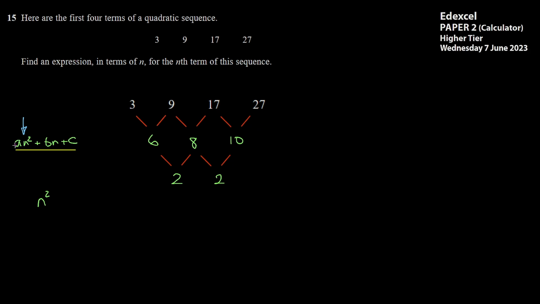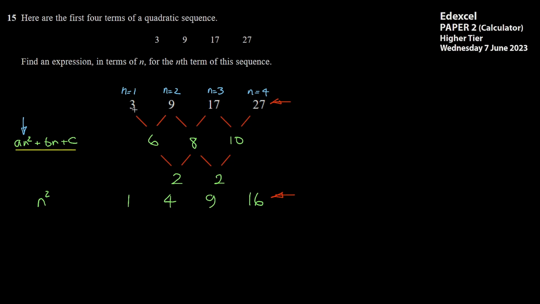So what we've got to do is take away the n squared element from our original sequence. I've given the values of n here above our original sequence. So when n is equal to 1, n squared is equal to 1. n is 2, 4. n is 3, 9. And n is 4, 16. I've got to take these numbers away from these numbers.